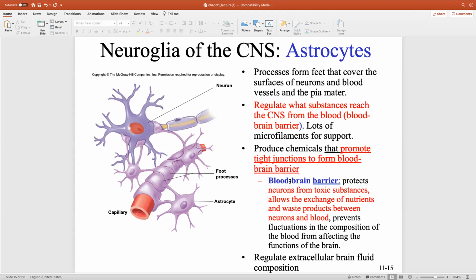But that is just how specific the blood-brain barrier is. It will allow L-DOPA to cross, but not dopamine. So it's very important to limit the movement of molecules from your circulatory system to the brain and spinal cord.